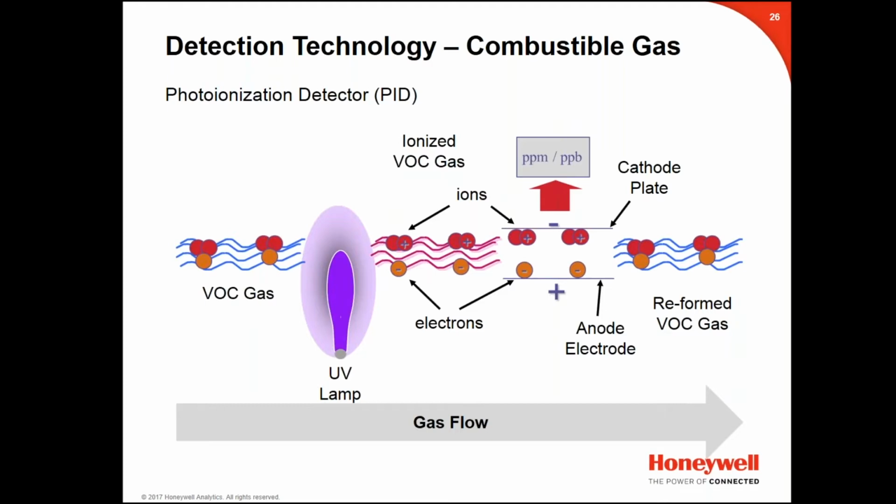The electrons of the ionized gas will be attracted to the positively charged anode electrode, while the ions will be attracted to the negatively charged cathode plate. This migration of electrons and ions results in a current pulse. The frequency of that pulse is proportional to the gas concentration of the VOC that has been ionized. A small pump is used to draw the VOC gas into and through the detection chamber. This pump also forces the ionized gas away from the cathode and the anode, allowing the electrons and the ions to reform as the original VOC gas, and then it's exited back out to the environment.